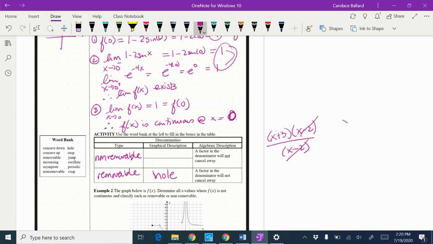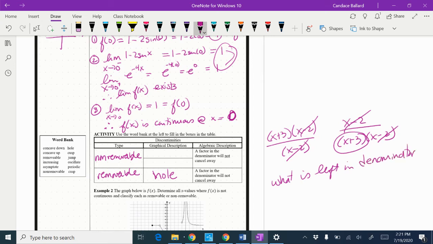If I had the opposite situation, 3x minus 2, I still have a hole, but then whatever's left in the denominator is the vertical asymptote. You have to set it equal to 0. So in this case, the vertical asymptote would have been x equals -3. Okay, so the two things that would go here would be a vertical asymptote.